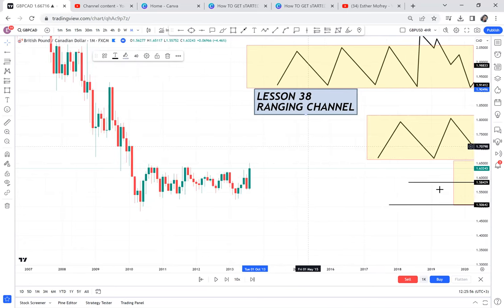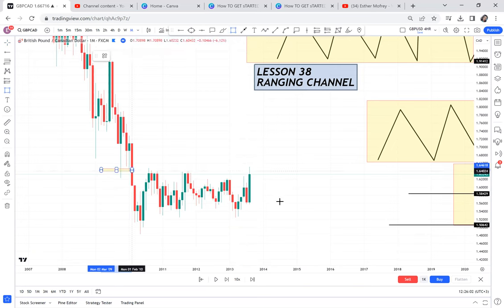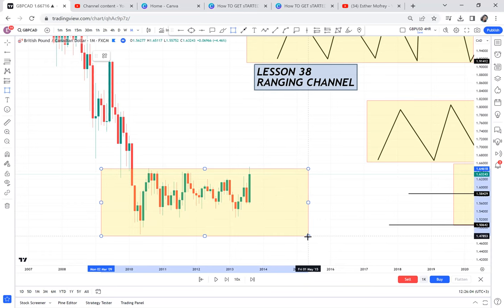So you spot a ranging channel. These are very, very good ranging channels. This is the lesson that I will build up. I will even show you how to trade a ranging channel on weekly, on daily, on 4 hour. So I have started to show you how you go about a ranging channel on monthly.